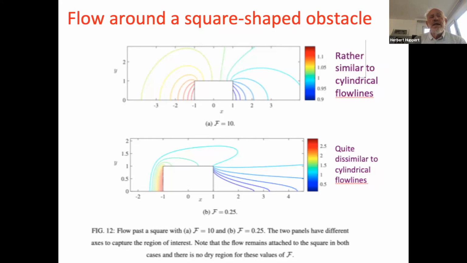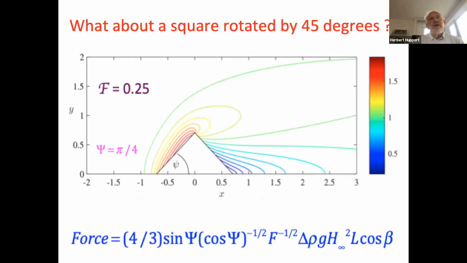But here, lower down, is a small value of F, so that means it's going rather slowly to start with, thin far upstream, and then you see that there is a dry zone on the center line, roughly between 1 and 2.5. So that's quite dissimilar to the ones that I showed you for a cylinder. Okay, well, if that's what happens for a rectangle, what happens if we have a square and rotate it by 45 degrees? Well, that changes it quite a lot. And we're going to look at results, though I won't talk about them here, as a function of capital psi, the angle at which this square is with respect to the flow.